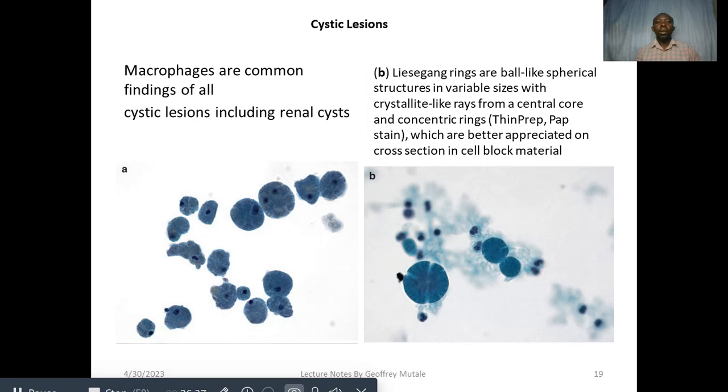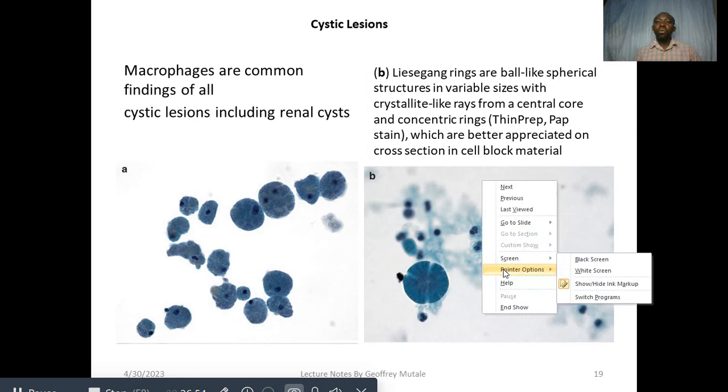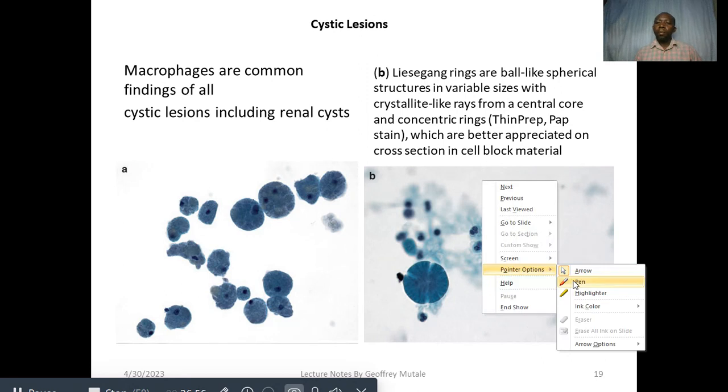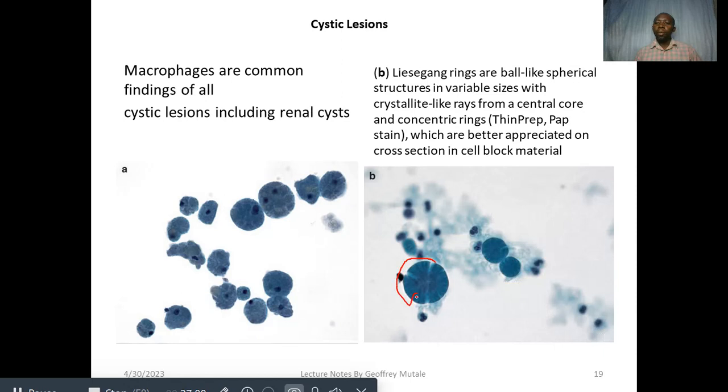So in B, we may observe the Liesegang rings, the ball-like spherical structures in variable sizes, with crystal-like rays from a central core. If I can put back my pointer. So these are the rings we are referring to. These are the Liesegang rings, which are ball-like. They are spherical in structure with variable sizes, because if you look, this one is smaller than this, and this is smaller than this. This appears to be the biggest. And then they have crystal-like rays.